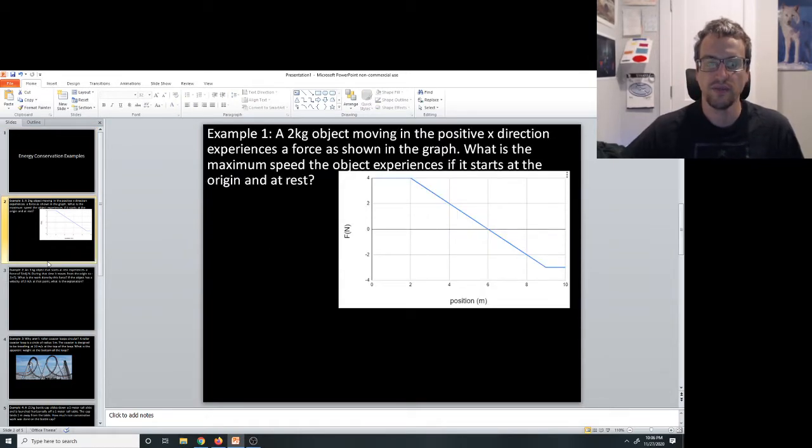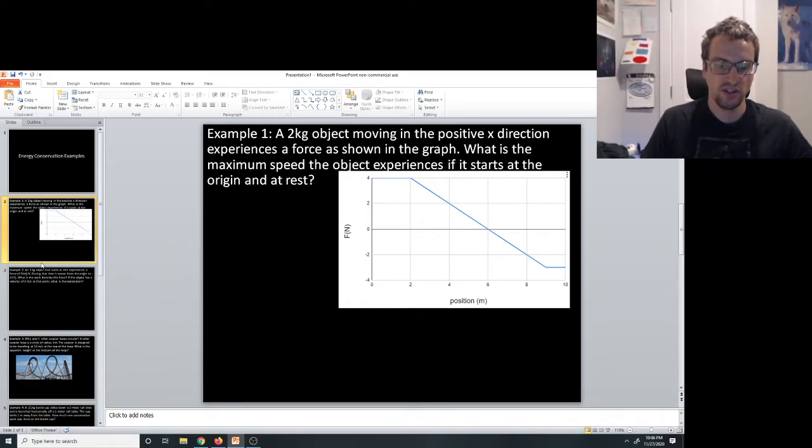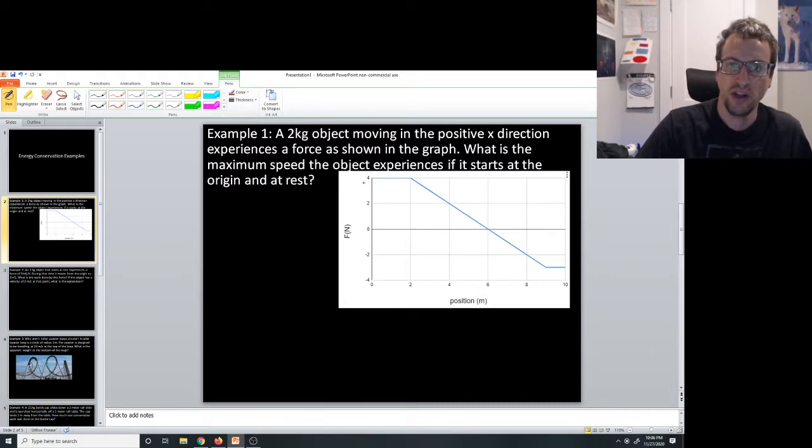So first thing here, we've got a 2 kilogram object in the positive x direction that experiences a force shown in the graph. What is the maximum speed the object experiences if it starts at the origin and at rest? Okay, so first off, you could do this with acceleration a little bit, but it's easier to do it with energy.